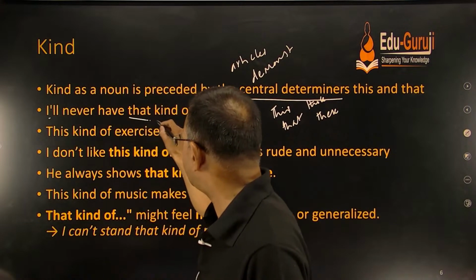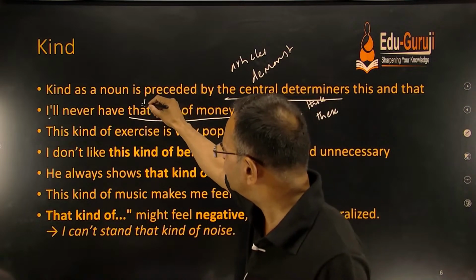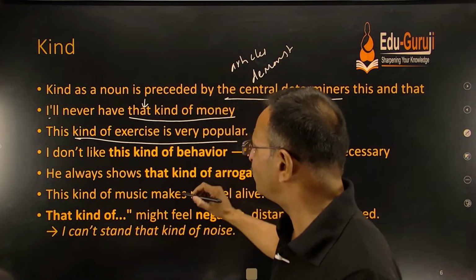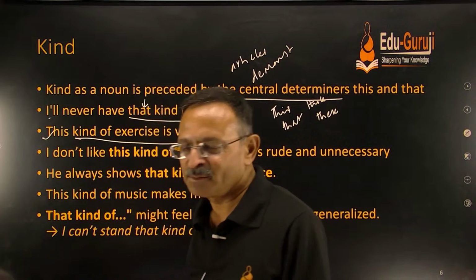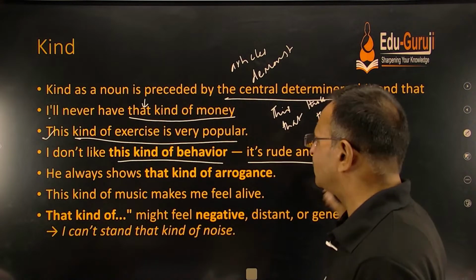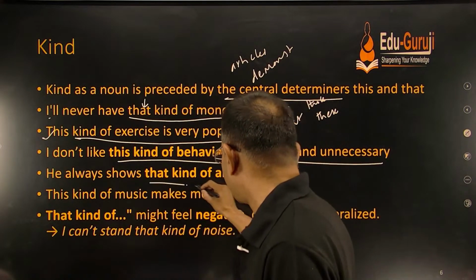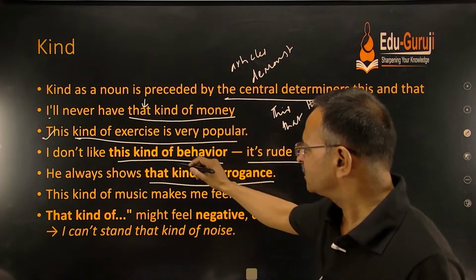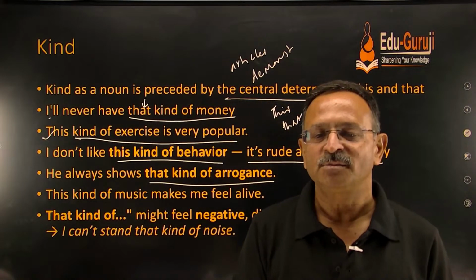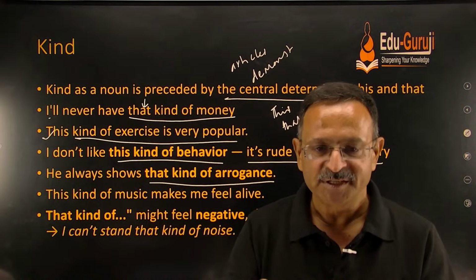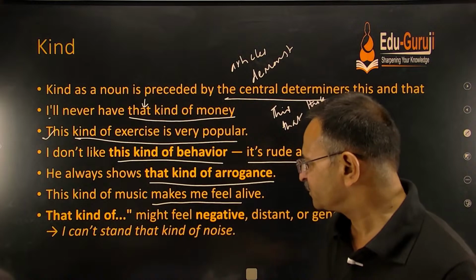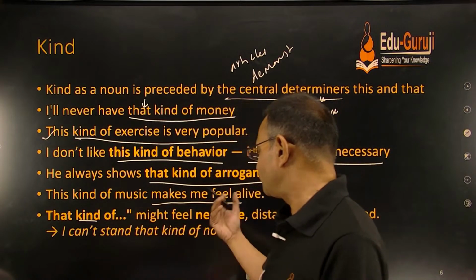I will never have that kind of money. So you have that, which is a determiner, a central determiner. This kind of exercise is very popular. So again, we're using this particular determiner, that is this. I don't like this kind of behavior. It is rude and unnecessary. He always shows that kind of arrogance. So you can see this kind and that kind. We generally use these two particular demonstrative determiners with this. Again, this kind of music makes me feel alive, or that kind of whatever it may be.